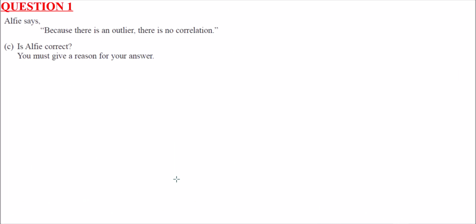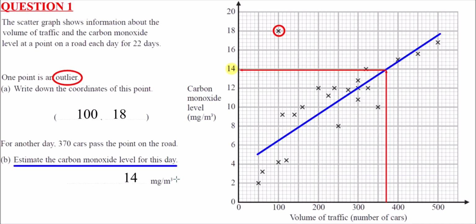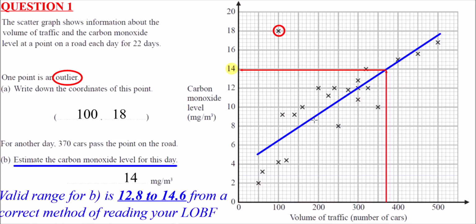Alfie says, because there is an outlier, there's no correlation. Is he correct? You must give a reason for your answer. Well, if I just go back for a second, we can see here it clearly is a pattern. There's a trend. That's what correlation is. Generally speaking, as the volume of traffic increases, the carbon monoxide increases. That is the general trend.